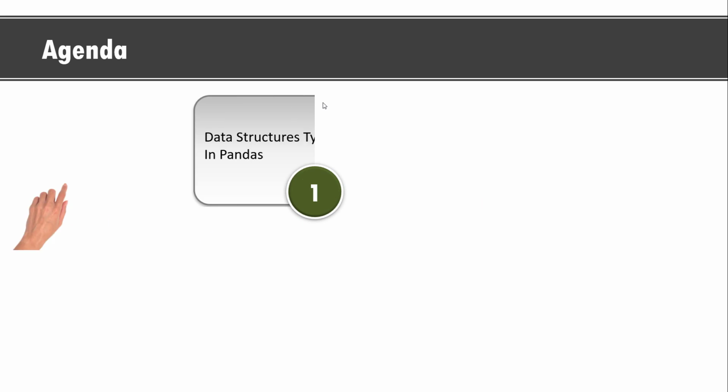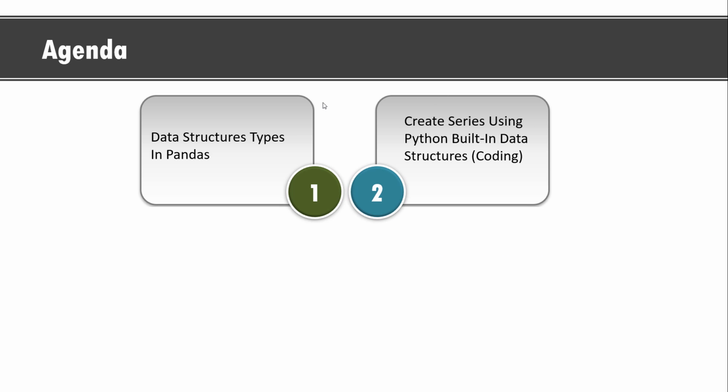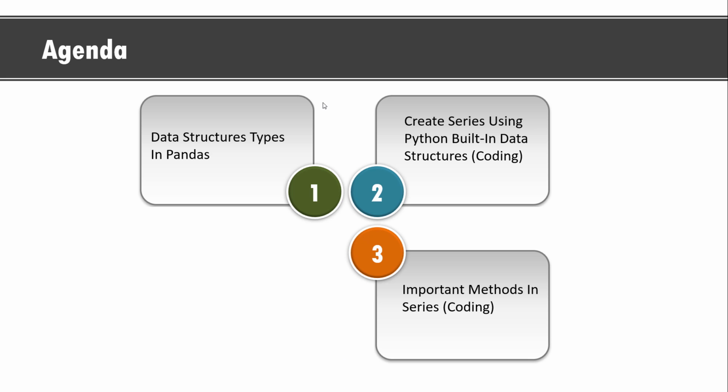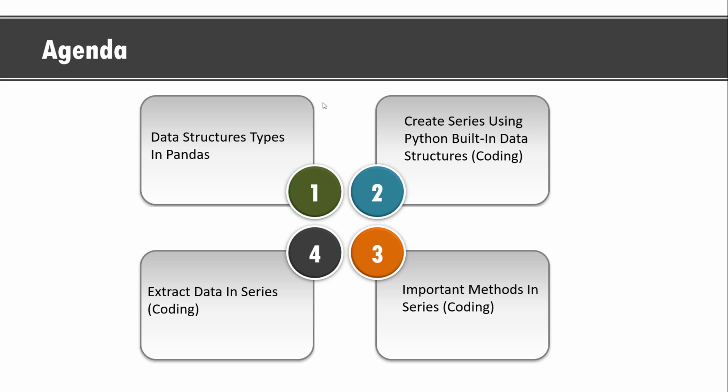Today we are going to discuss the native data structure types in Pandas. Then we will give an introduction to series, that is, how you can create a series by using Python built-in data structures like lists and dictionaries. We will also be discussing some important methods in series, for example head, tail, describe. We will also learn how to extract data in series, basically accessing and subsetting the data in series.